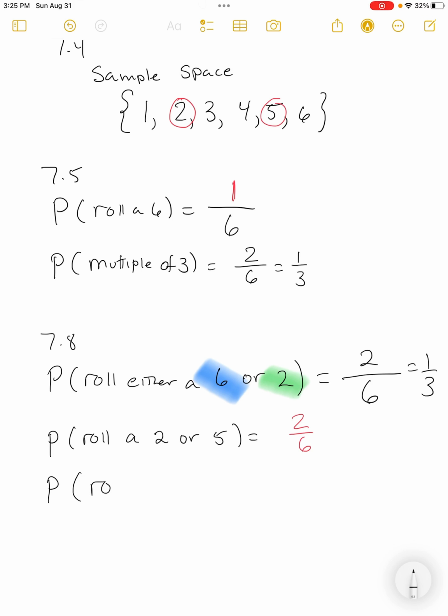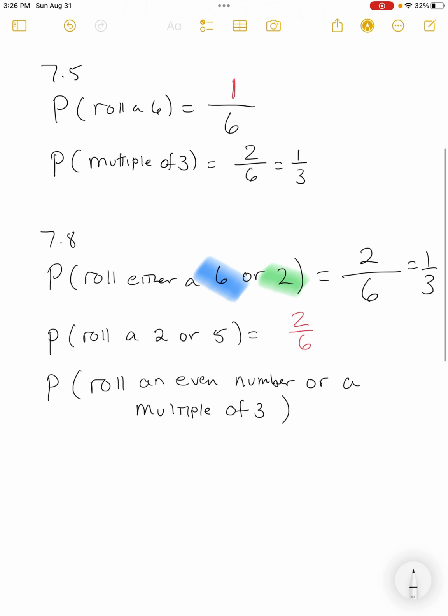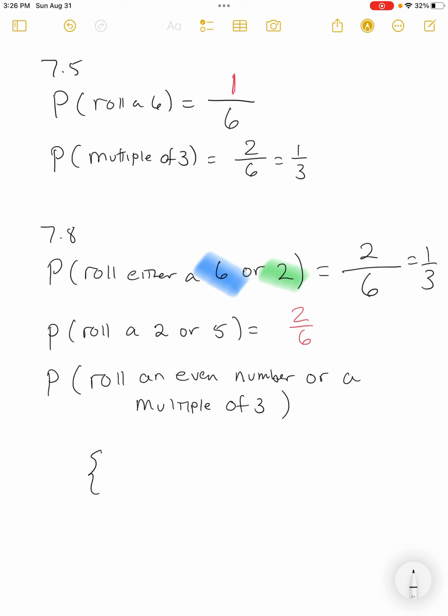How about this? Roll an even number or a multiple of 3. Okay. Roll an even number or a multiple of 3. So I'm going to come down here and I'm going to redraw my sample space so that we don't have to go up here. So I know I'm rolling a single die. So I roll the die and I could get any one of these 6 outcomes. So I already know that the answer to my question has a 6 on the bottom to start out with.